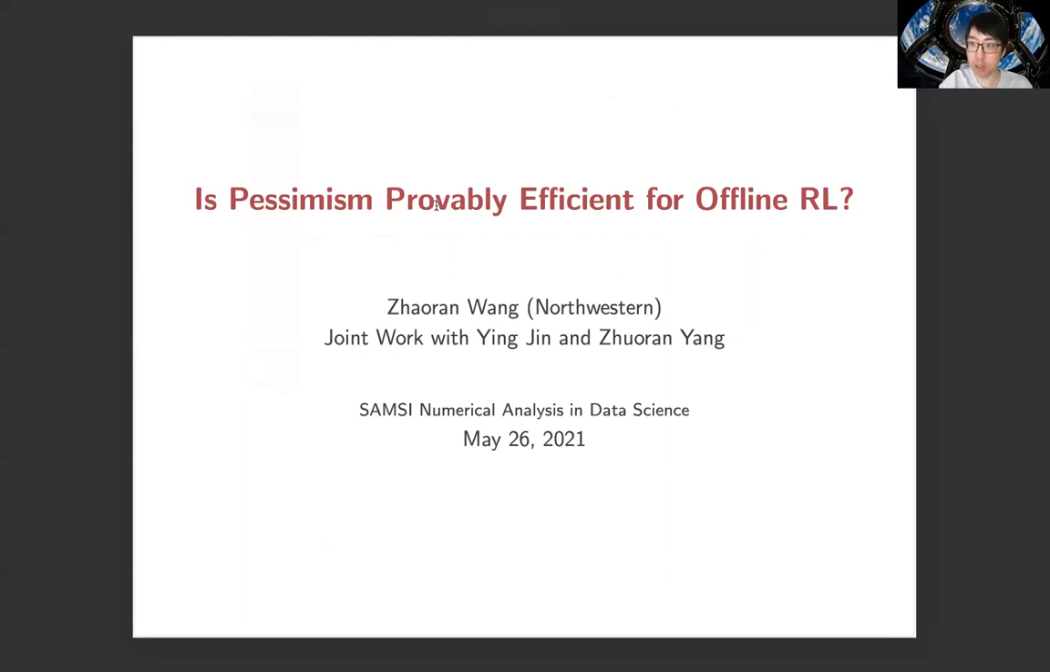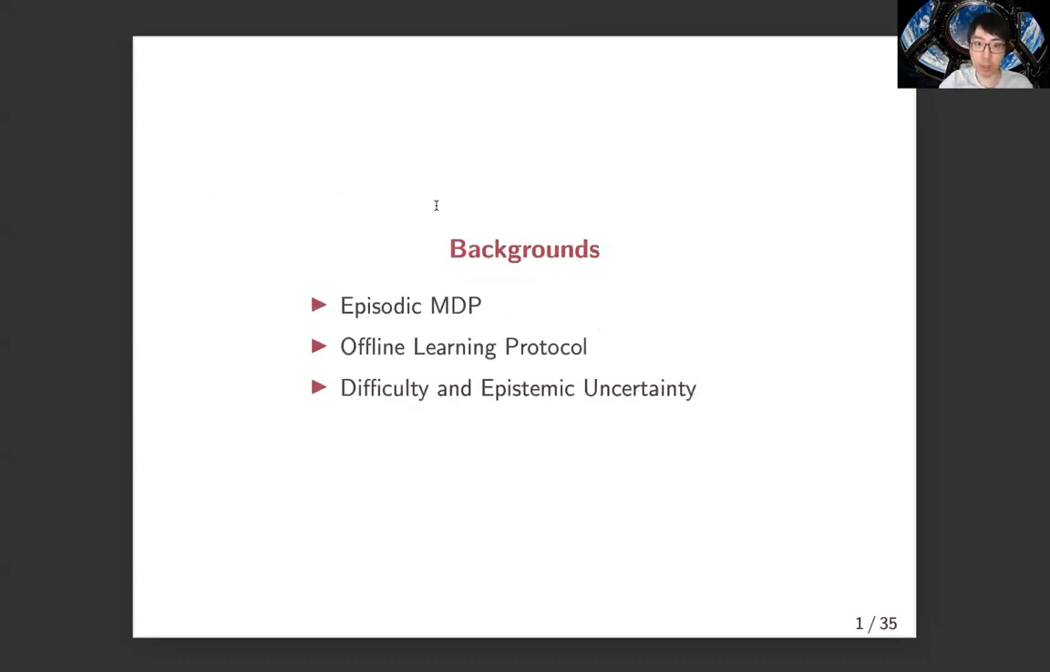So we focus on the offline reinforcement learning setting, where we're given a data set and we'll try to learn a good policy out of it without any further exploration with the environment. So I'll first briefly go over the episodic MDP setting. And in particular, I'll focus on the offline setting and introduce the difference with the online setting. And for the offline setting, there are specific difficulties, which in particular arise from the epistemic uncertainty.